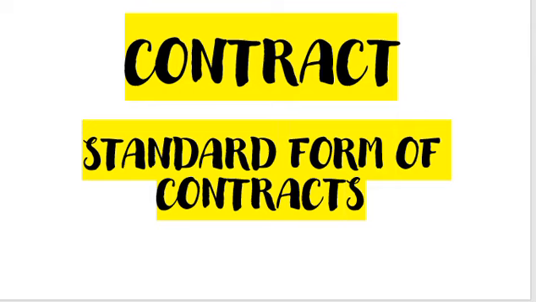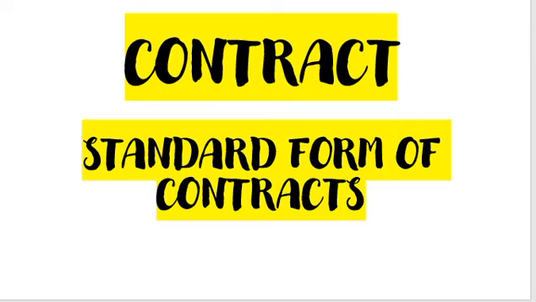Now let's understand what is standard form of contracts. Standard form of contracts are pre-prepared contracts with fixed terms and conditions, often used by large businesses in repetitive transactions. The other party generally can only accept or reject the contract with little room to negotiate.